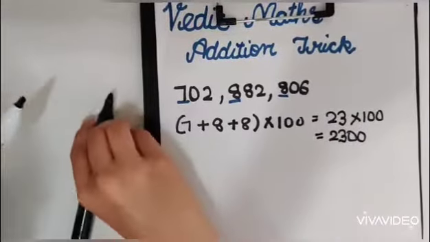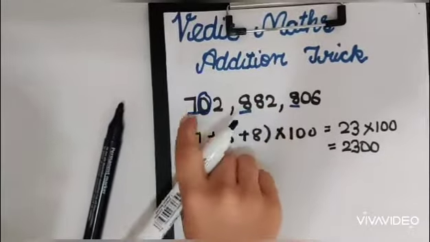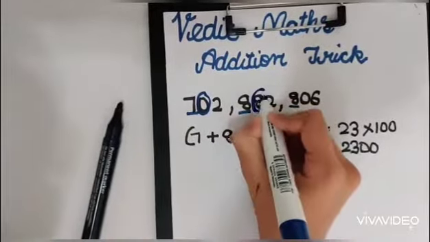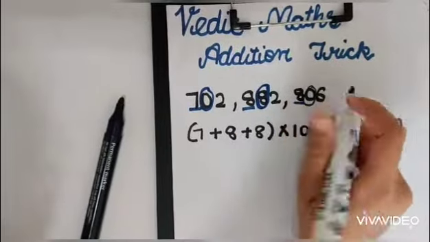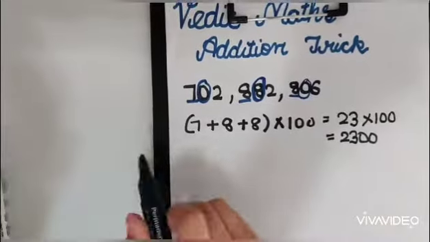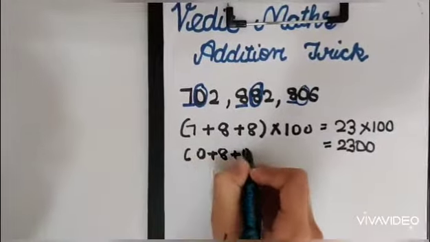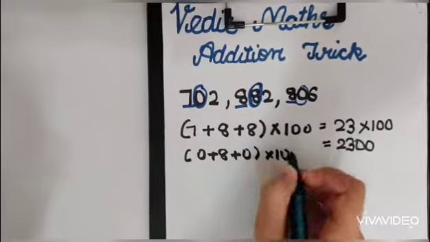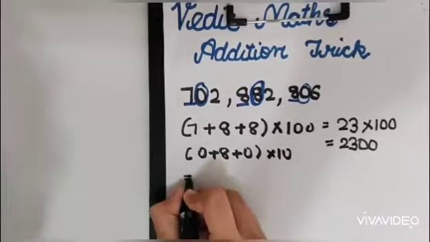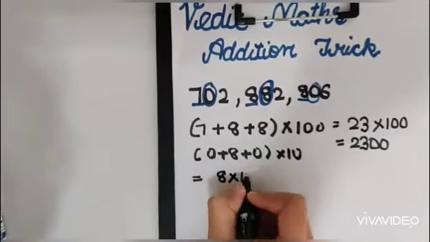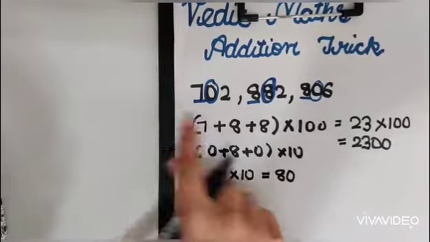Now we'll take the tens place. We'll just circle the tens place. 0 is the tens place in 702. 8 is the tens place in 882. And again 0 is the tens place of 806. We'll add all of them. 0 plus 8 plus 0 into 10, because 0, 8 and 0 are the tens place, gives us 8 into 10 equal to 80. So the sum of the tens place is 80.